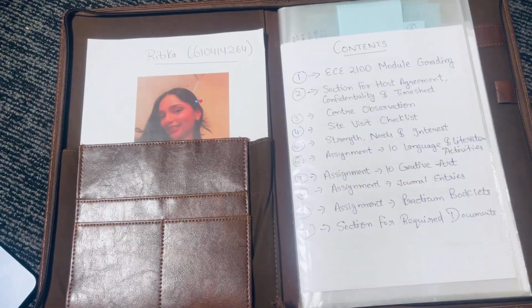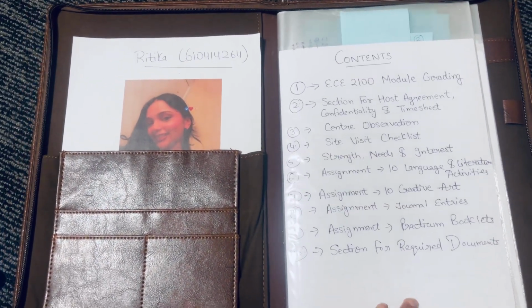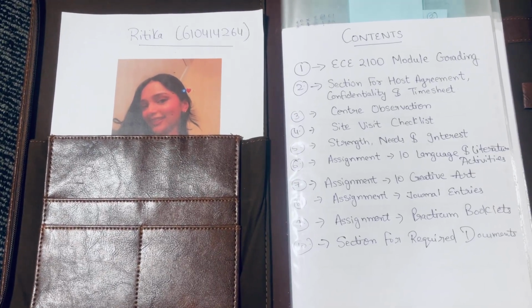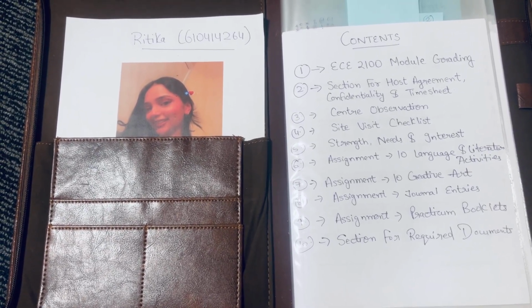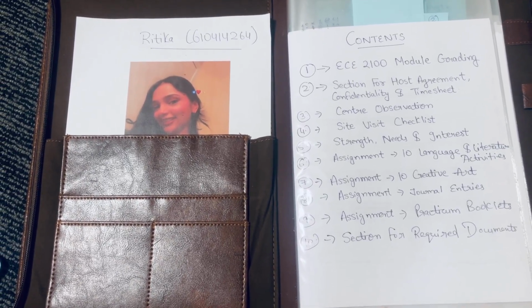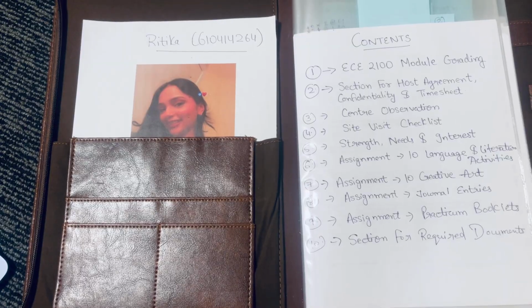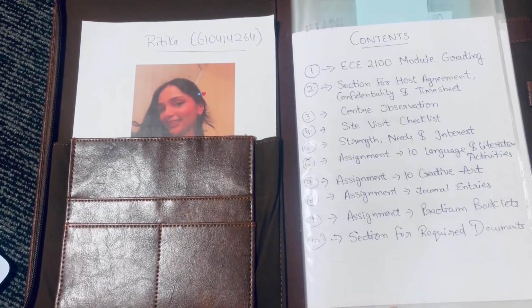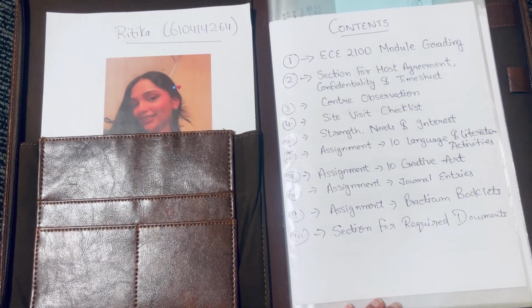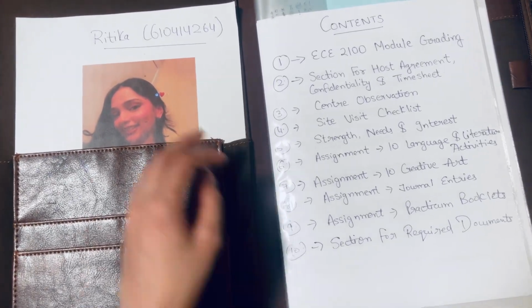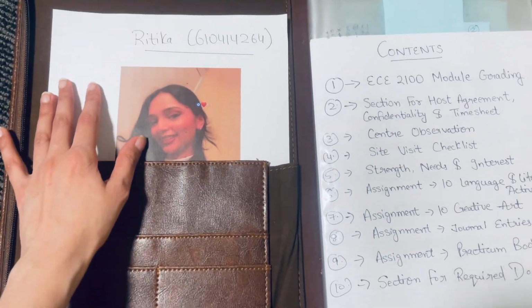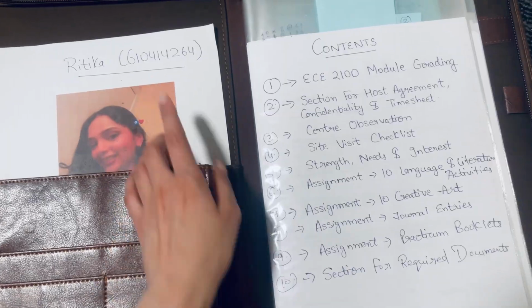Today I'm going to show you guys my ECE 1190 assignment for practicum binders. It's going to be divided into two sections. The first one is ECE 2100 practicum 1 and the second one is practicum 2, ECE 2190. So for the first one, ECE 2100, in this I have included my picture and my name and my student ID.